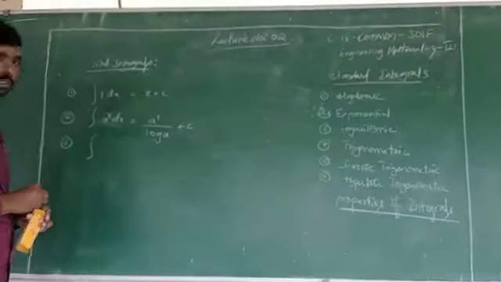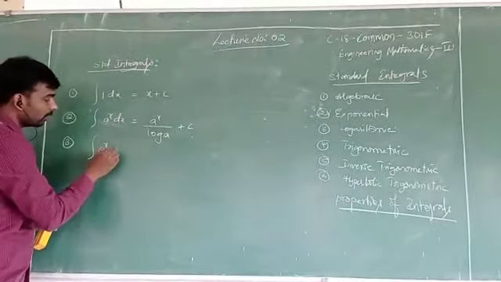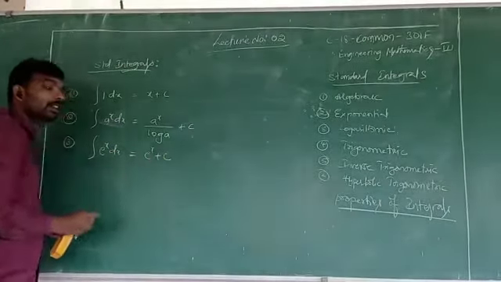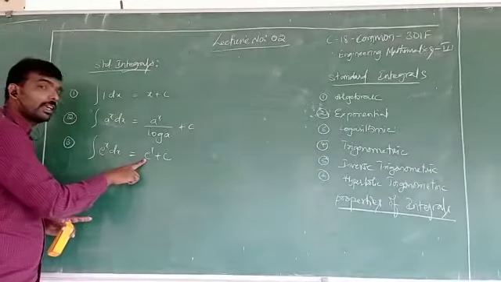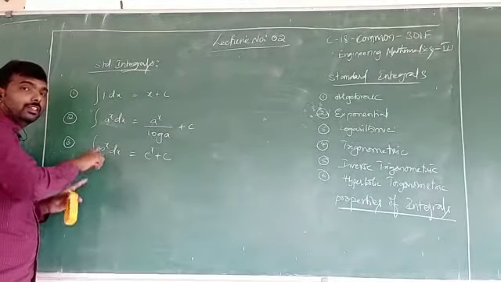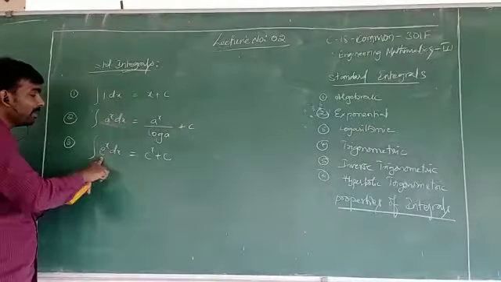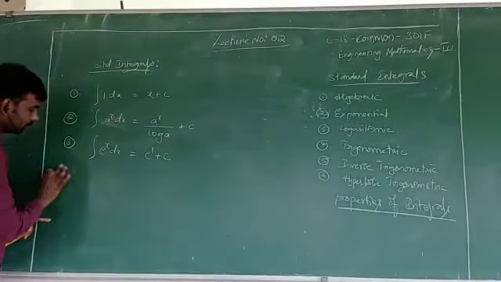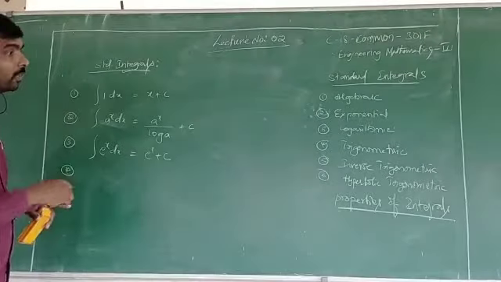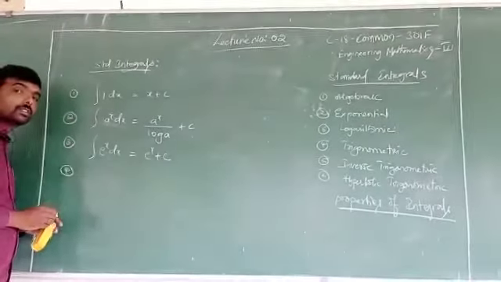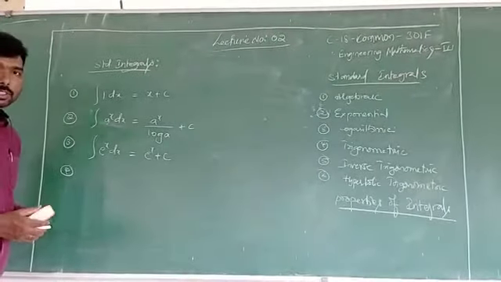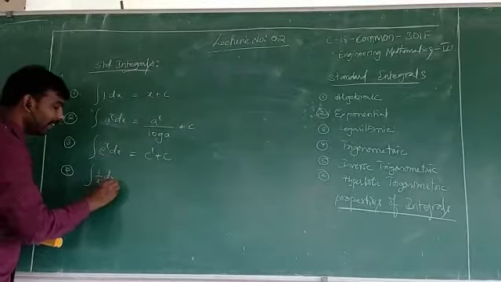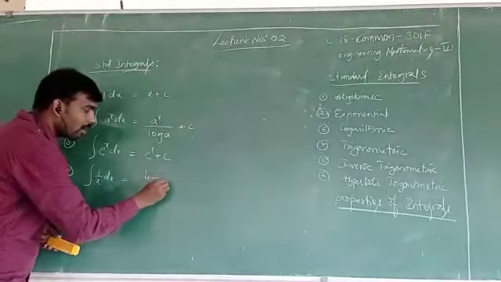Then we'll go for exponential. Here the integration of the exponential function is again the same, because in differentiation also, e power x differentiation is e power x. Then the reverse process means e power x integration is again e power x plus c. Then we'll go for logarithmic. Here the differentiation of log x is 1 by x. So similarly, integration of 1 by x becomes log x plus c.